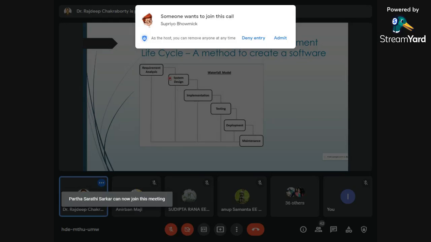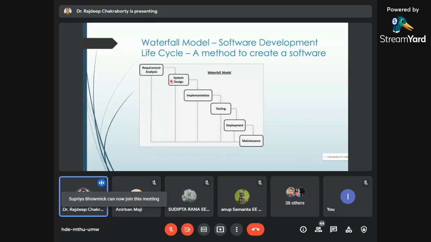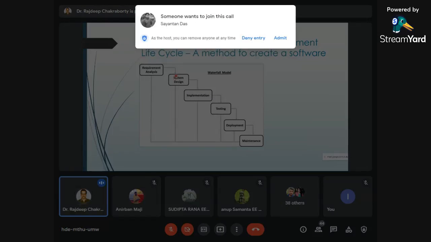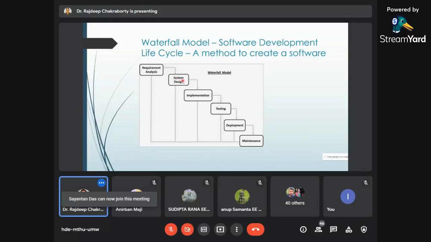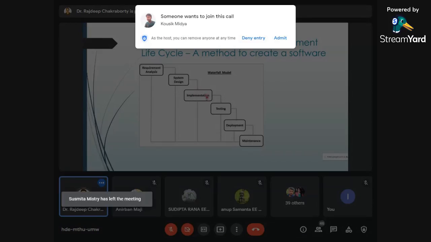That means how these requirements can be fulfilled in your software. System design has a large number of designs. You have to make an ER diagram, you already know ER diagrams, DFDs, all are part of the system design. So basically you are fitting the requirements into the software. Now you have the idea of how the software is. Now you have to implement it. So the next part is implementation.